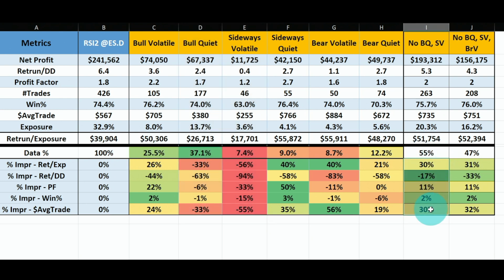And the results are very good, except for the return to drawdown. But everything else is much better. Now here is another test where I exclude the bull quiet, the sideways volatile, and also the bear volatile. And I get these results. So I'm using 47% of the full data. This is not the exposure. This is the exposure, 16% in the market. And then these are all my metrics that are better than the original. Also, you can easily tell from using our return to exposure that these are definitely performing better than the original.